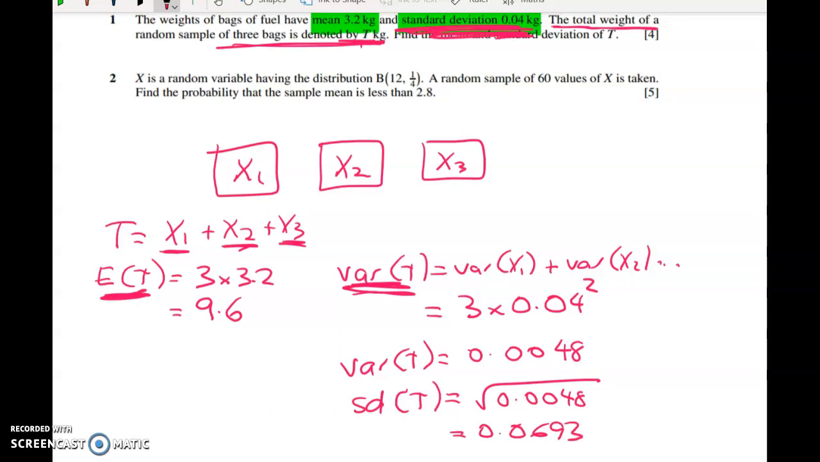0.0693. So I saw a range of expected mistakes in this question. The biggest one was doing the thing where you tried to say it was a linear combination. And the second thing was people who tried to do 3 times the standard deviation in here. So that got you into trouble as well.